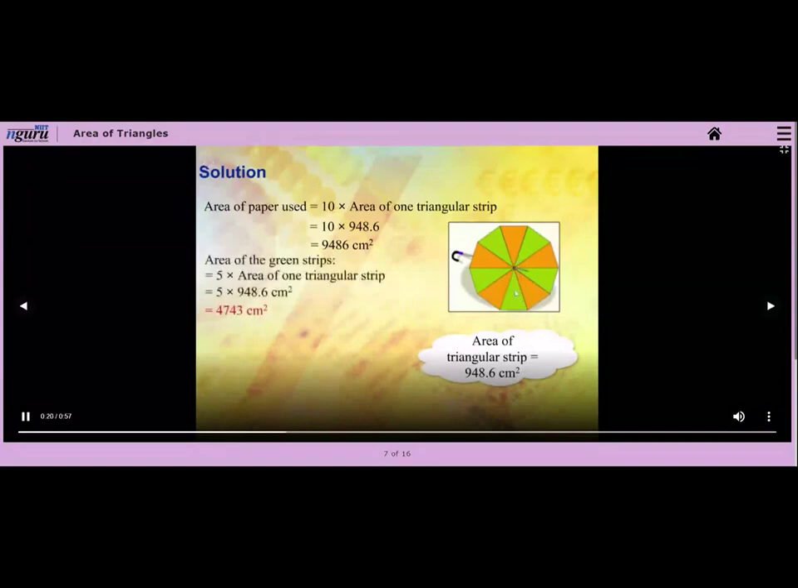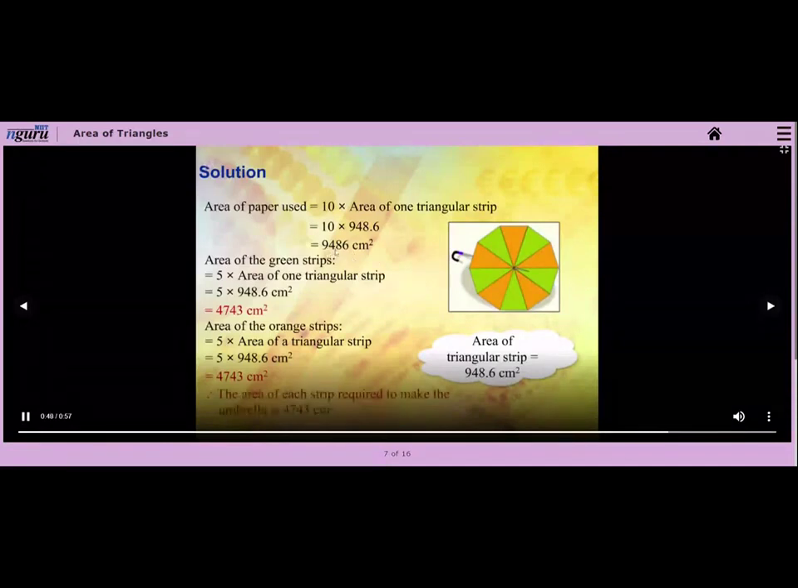Since 5 orange and 5 green strips are used, the area can be calculated by multiplying the area of one triangular strip by 5. Thus, we get the area of the 5 green strips used to make the umbrella as 4,743 square centimeters. Similarly, 5 orange strips are used to make the umbrella. So the area of the orange strips is also 4,743 square centimeters.